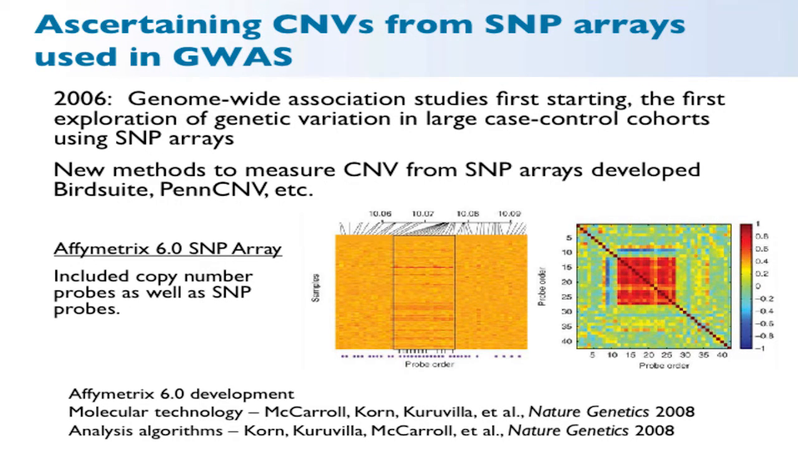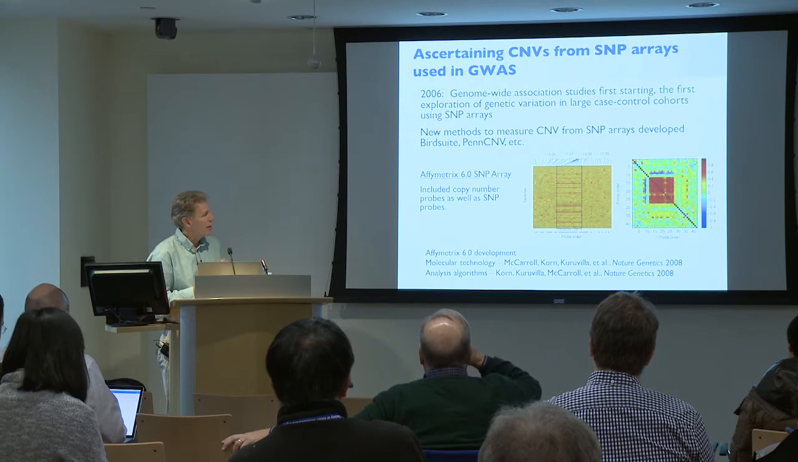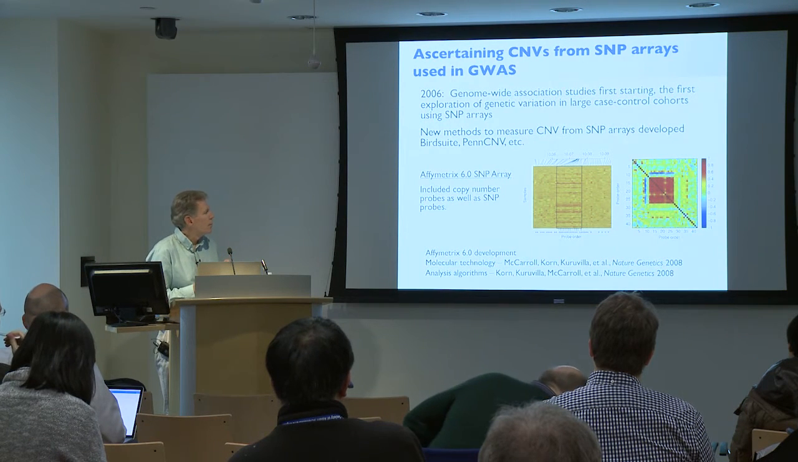And this is a little bit of a noisy signal if you look at one probe. But if you look at many probes across a stretch of the genome, you can begin to see patterns that tell you if there's more or less DNA. So people discovered that you could do copy number analysis using the data from the SNP arrays.